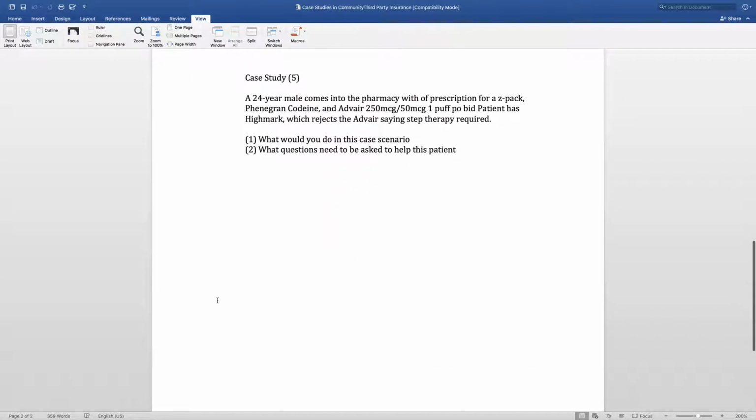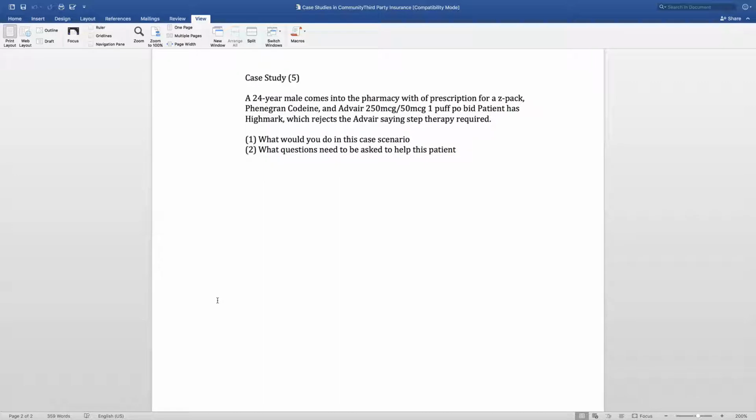The last one is another interesting one. This is another step therapy case. A 24-year-old male comes into the pharmacy with a prescription for a Z-Pak, promethazine with codeine, and Advair. Classically, the patient has some type of bacterial lung infection. They probably have a chronic cough and cold symptoms, forgetting the promethazine with codeine. But the Advair is a questionable one.